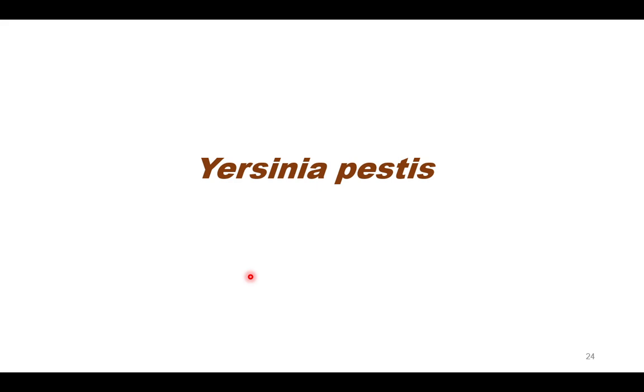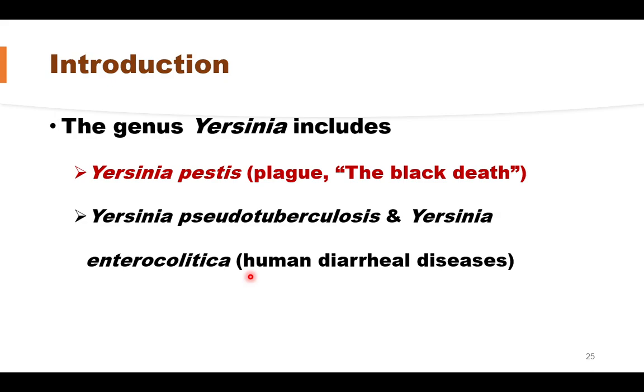So we move on to the next agent, and that's Yersinia pestis. Within the genus Yersinia, we have at least 3 organisms that are commonly associated with human infection. You have Yersinia pestis, which causes the systemic infection referred to as plague or the Black Death. And then you have Yersinia pseudotuberculosis and Yersinia enterocolitica. We are not going to discuss these two because they tend to cause a relatively localized infection within the GI. But Yersinia pestis can become a systemic infection.